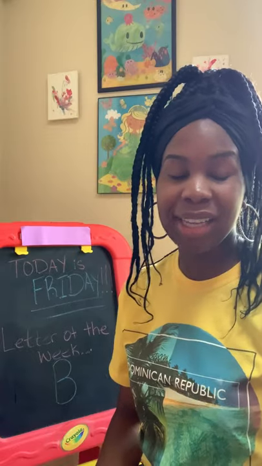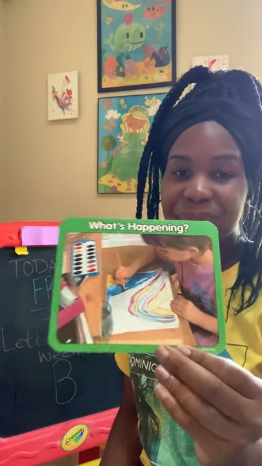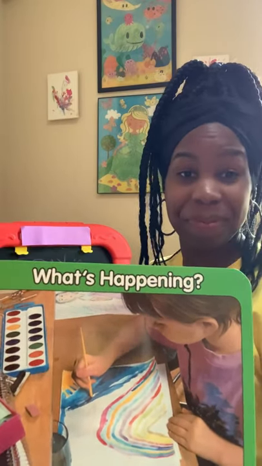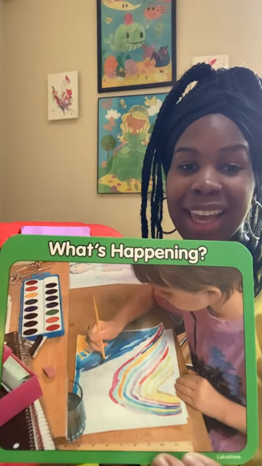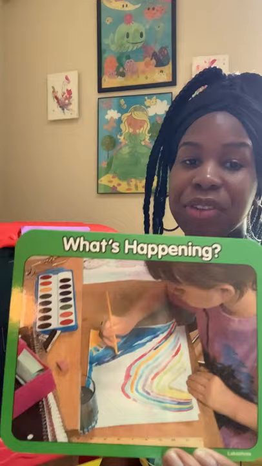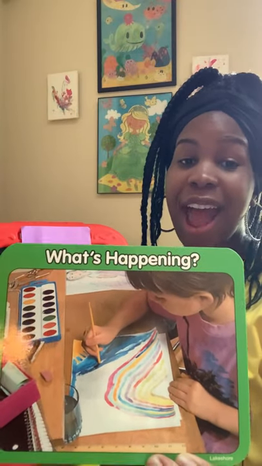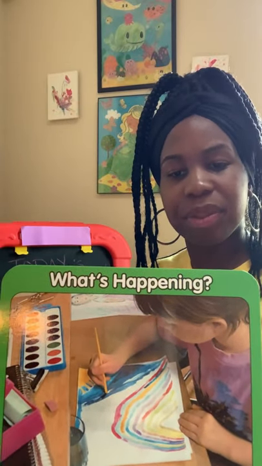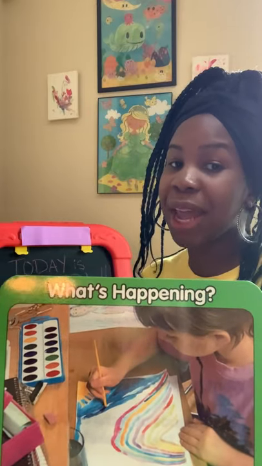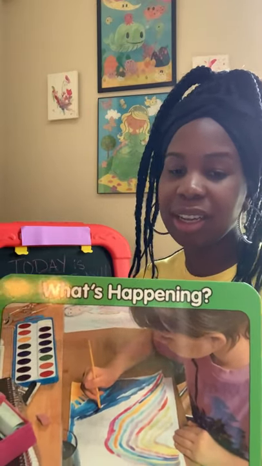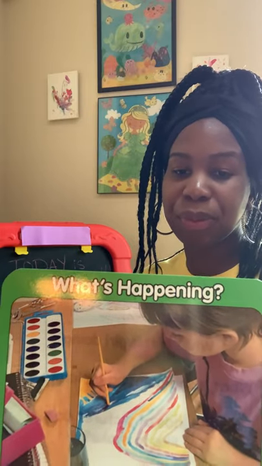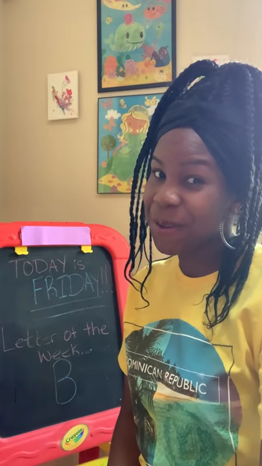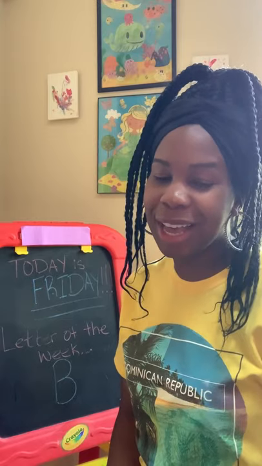All right, our next card. Can someone tell me what is happening? It looks like she's painting. If you said that the little girl is painting, you are absolutely right. What is she painting? A rainbow. A rainbow has many different colors. Very beautiful. What kind of pictures do you like to paint? Oh, that's interesting. Good job, you guys.